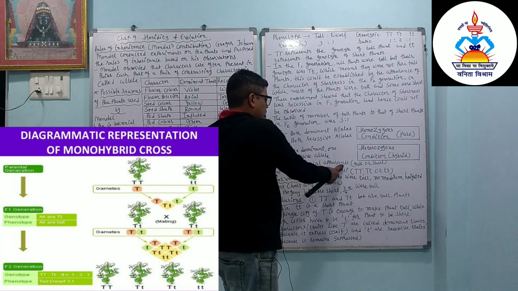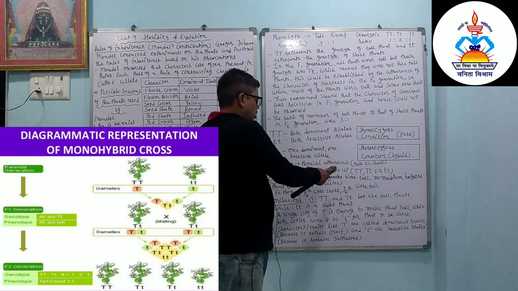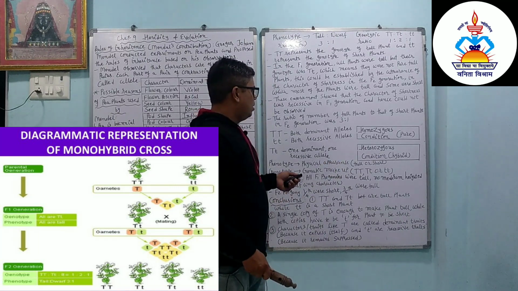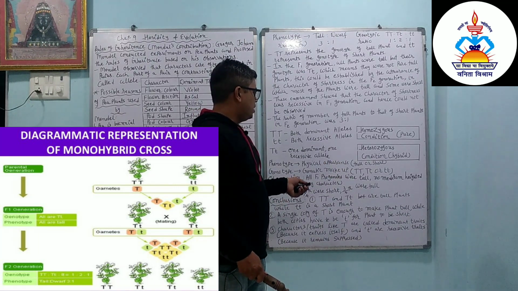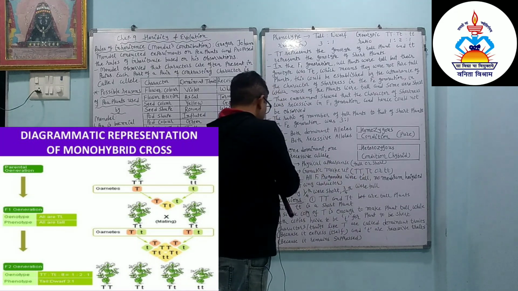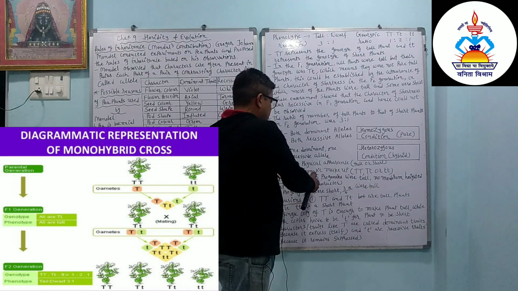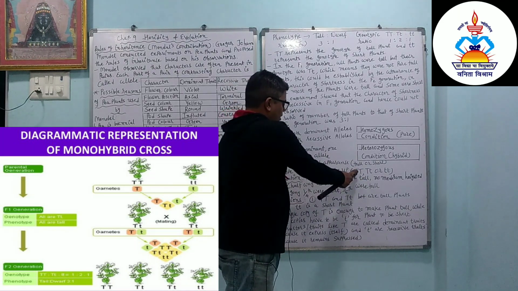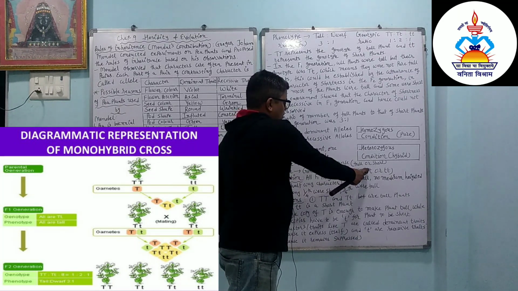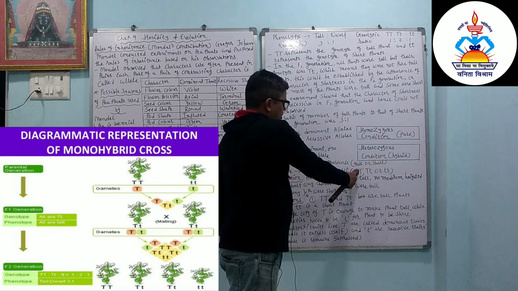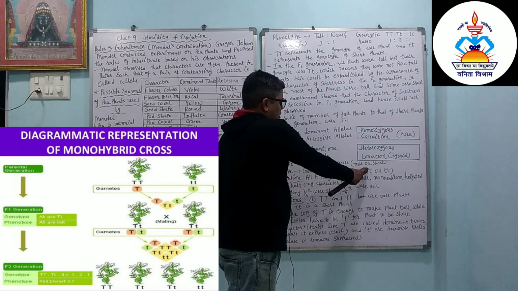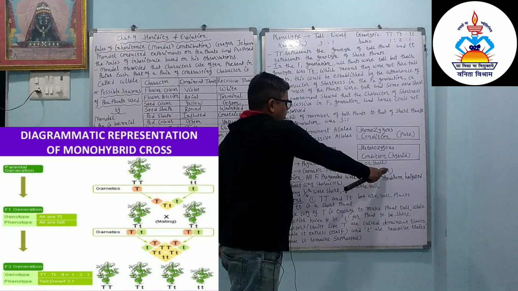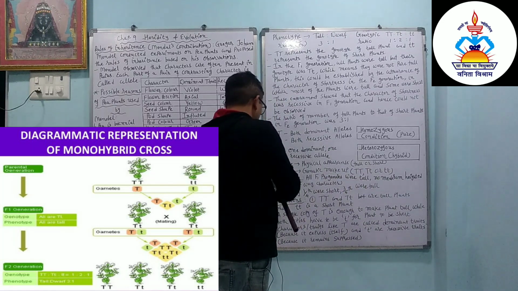Phenotype means physical appearance, that is tall or short. If tall is there, then we use capital T, and if short is there, then we use what? Small t. Genotype means genetic makeup. Like both are capital T, if we carry out the pollination between two plants, both are tall. Or capital T, small t, or both are small t.